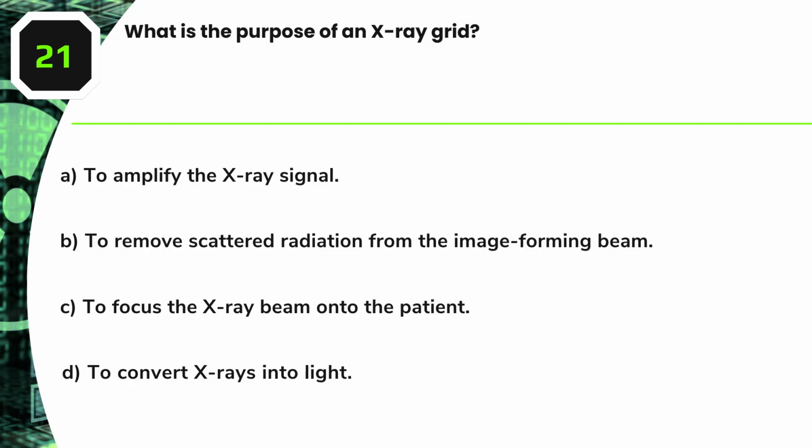Question 21. What is the purpose of an X-ray grid? A. To amplify the X-ray signal. B. To remove scattered radiation from the image-forming beam. C. To focus the X-ray beam onto the patient. D. To convert X-rays into light.